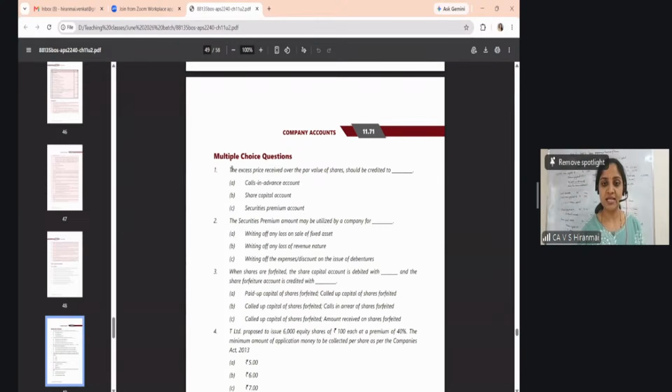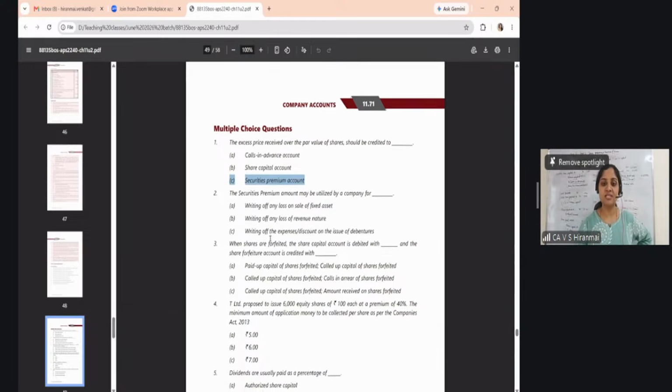Okay, all of you please see here, excess price received over the par value of the shares should be credited to the par value over and above the actual face value of the shares, which is nothing but securities premium. Okay, that is option C. Now, the second question: securities premium amount may be utilized by a company for writing off any loss of sale of fixed asset? No. For writing off loss of any revenue nature? No. Writing off expenses, discount on the issue of debentures? Yes. So the answer for the second question is C, because as per section 52, securities premium can be used for 5 uses. In those 5 uses, only C matches.